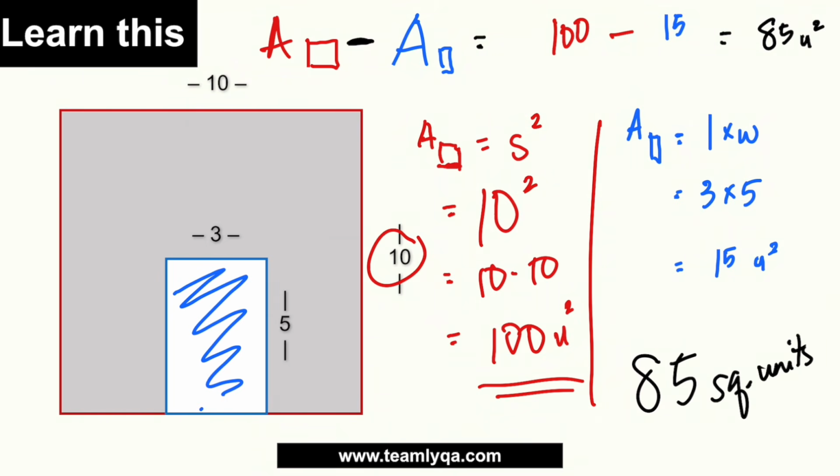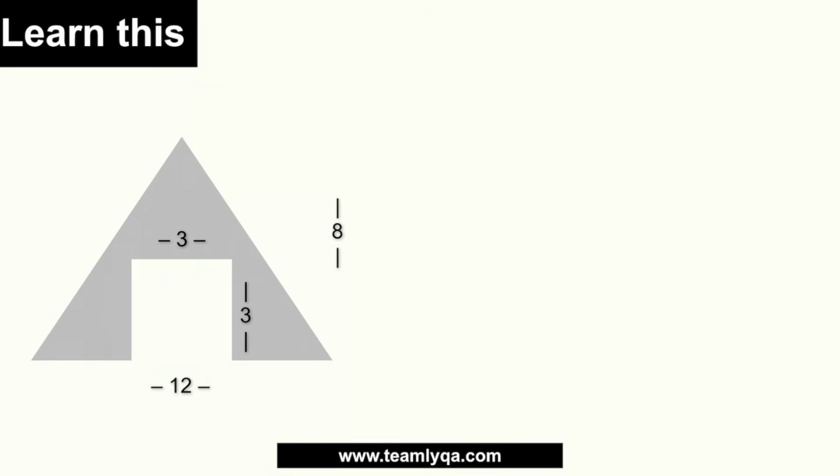Kung yan ay meters, square meters. Kung yan ay centimeters, square centimeters, and so on and so forth. Yan yung area ng shaded region. Okay? Next is this shape right here.